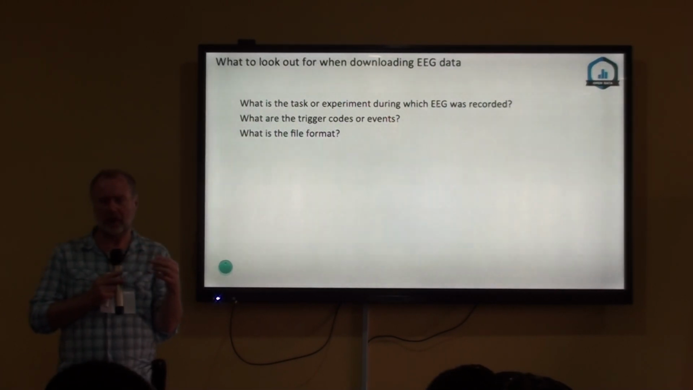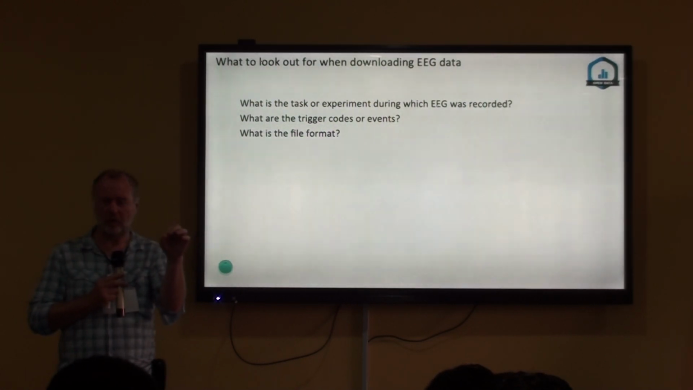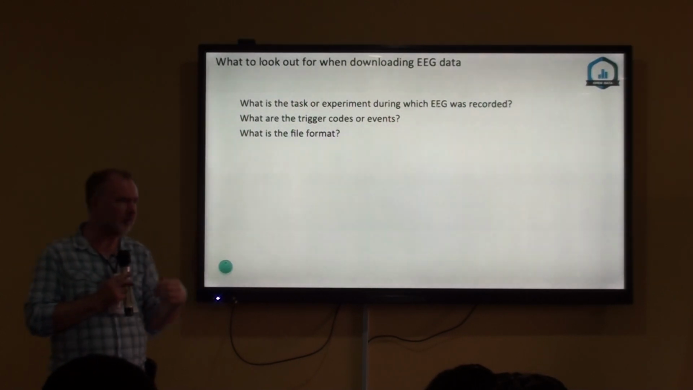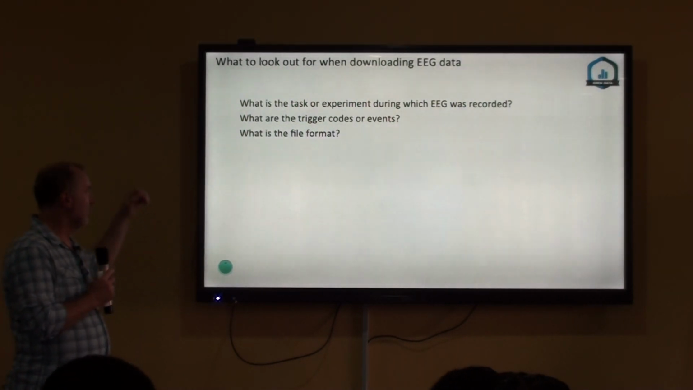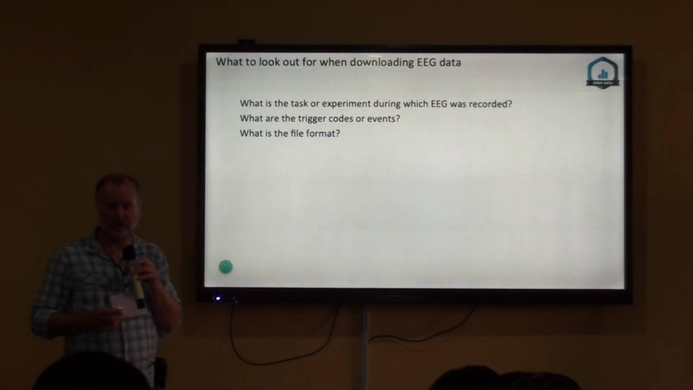This afternoon, in the hands-on session, we're going to look at a data set that has a relatively complex experimental design. I think it has something like 16 different conditions, which also means that there are 16 different trigger codes. So knowing which trigger code goes with which condition, of course, is then very important. So you need some sort of table, you need documentation. Also important is the file format in which the data is shared. And not all file formats can be read in all software.